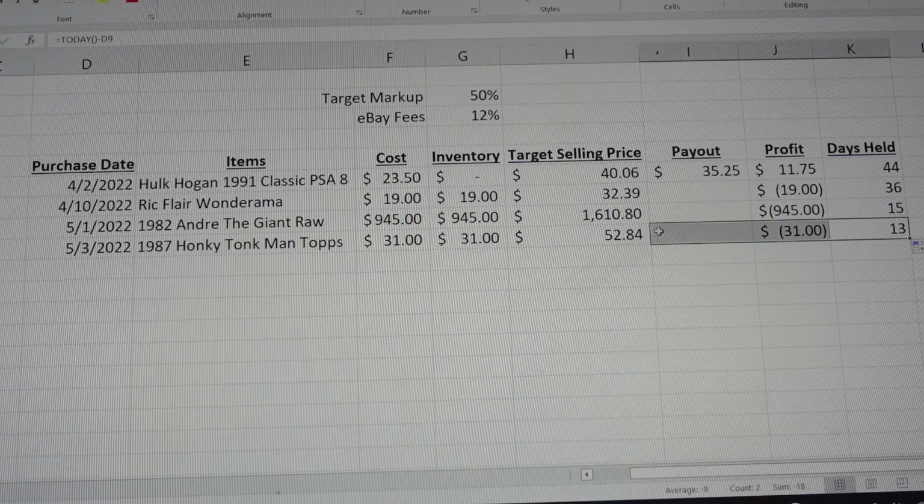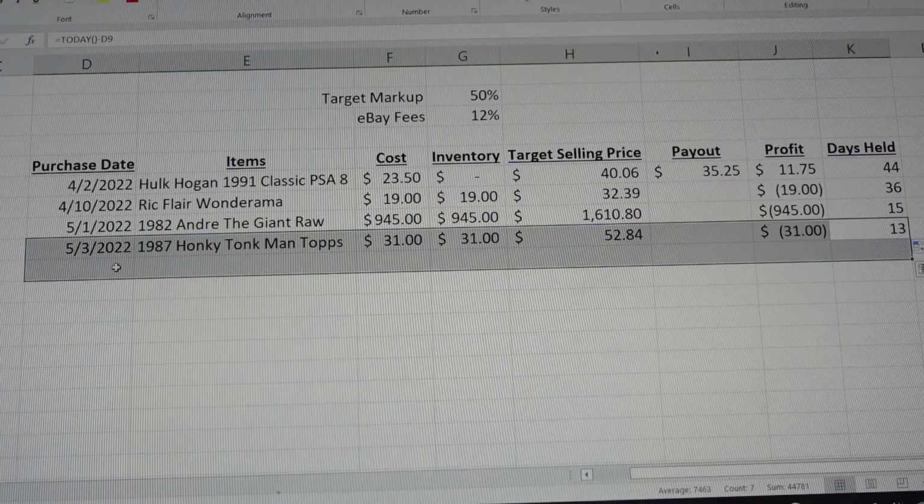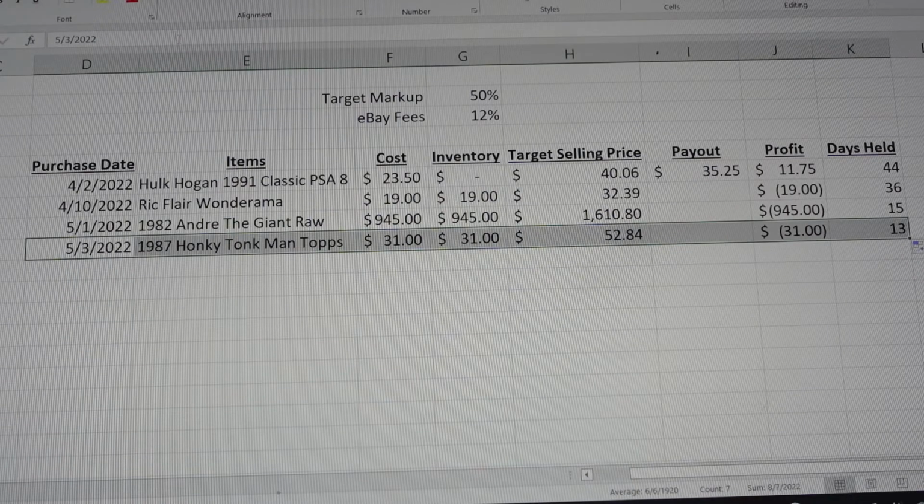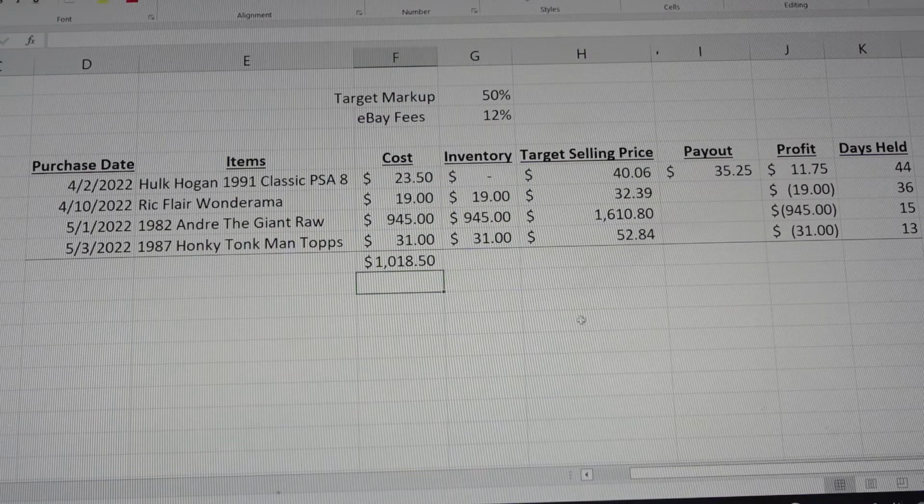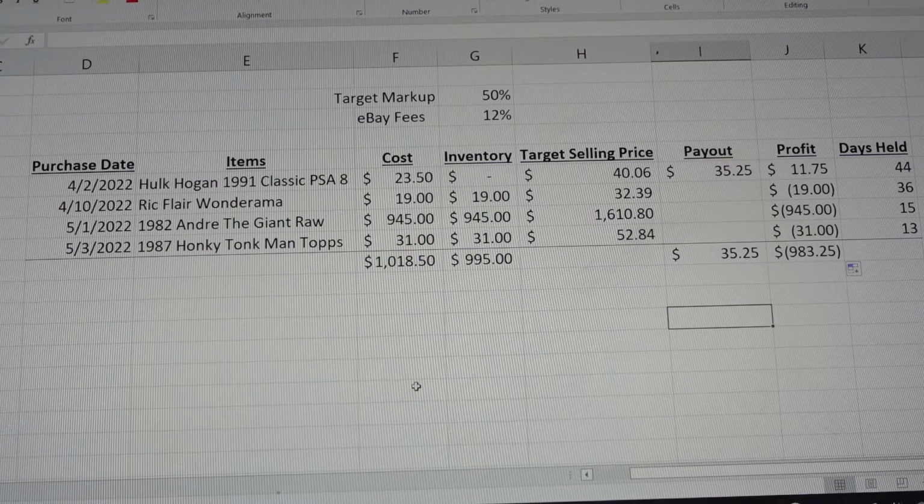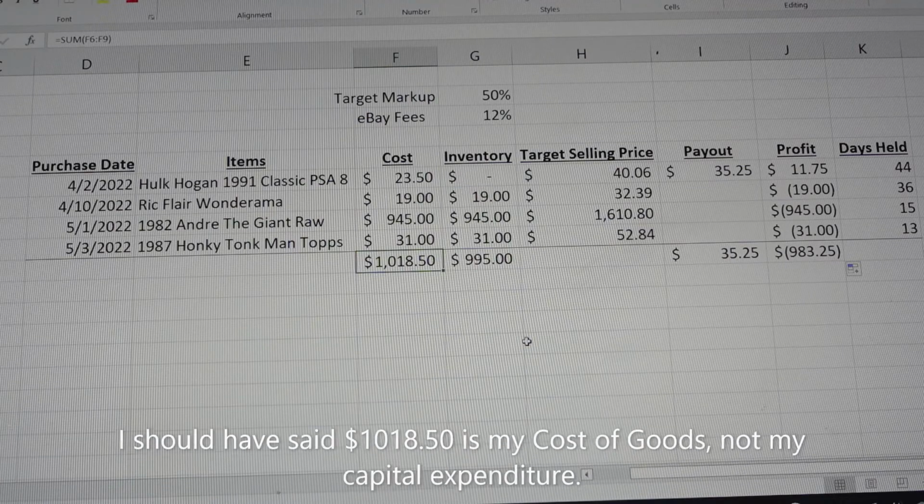So now I'm going to sum up a few of the columns so that we can understand, just so it's a little easier on the eyes. I'm going to use the auto sum there, which will nicely calculate these for us. I'm going to tell you what each of these sums means. So these are the important columns that can be summed. So let's look here. So I paid $1,018.50. That's my capital expenditure over this time.